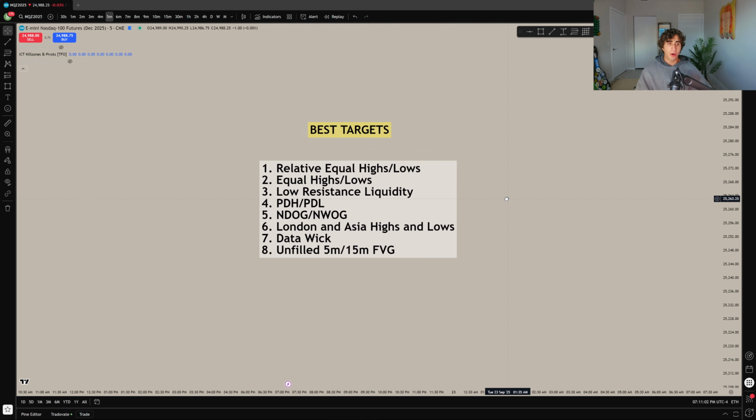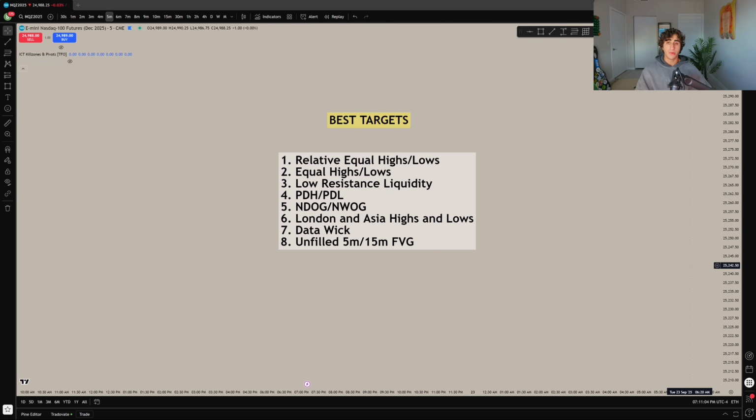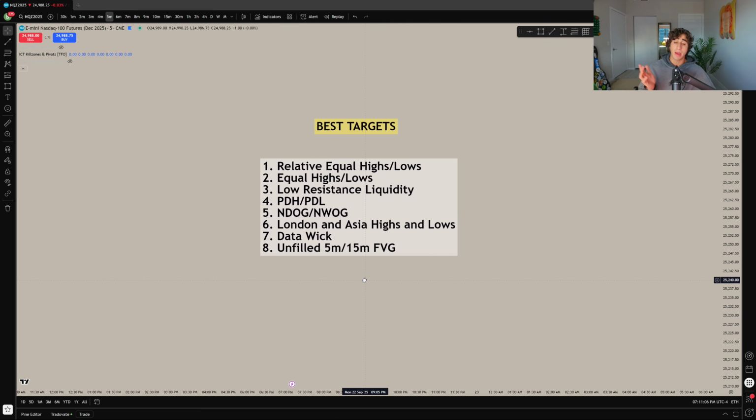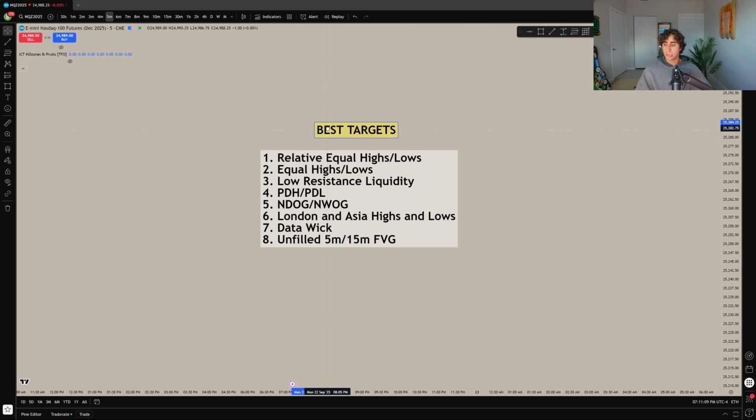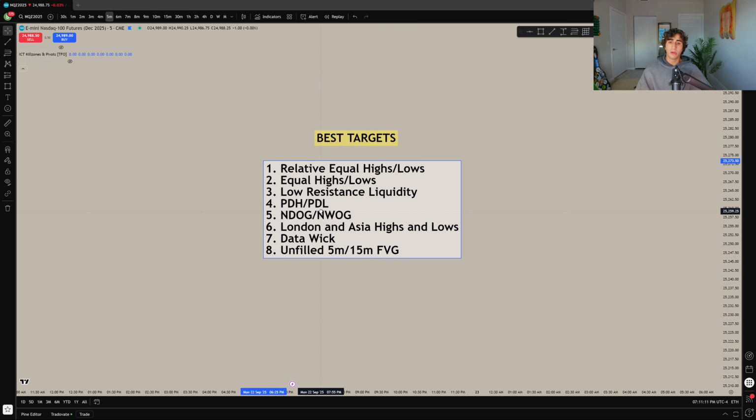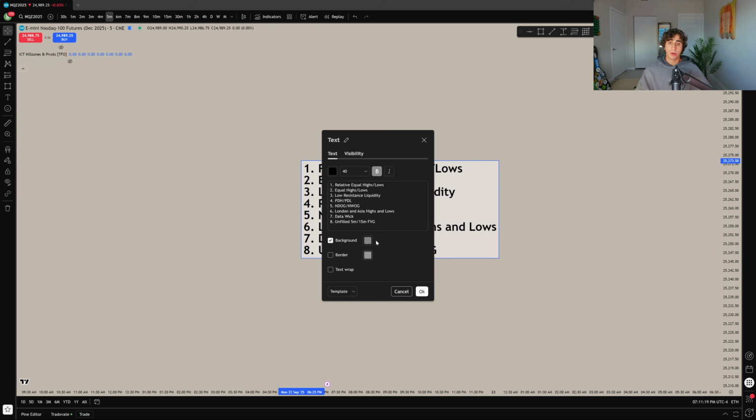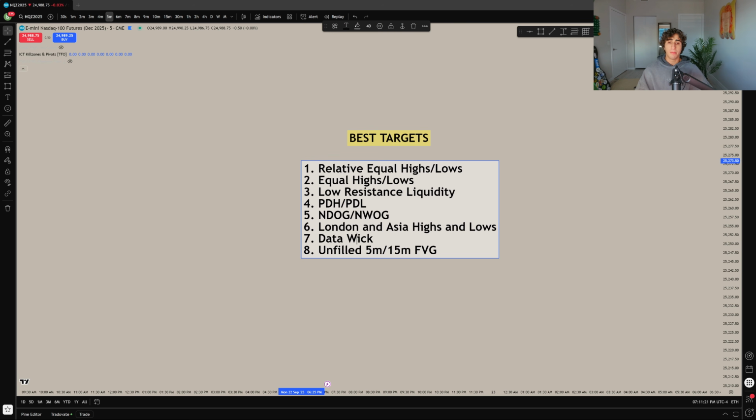Okay, so these are all of the best targets that I use in order to exit my trades when I'm actually taking my model. Okay, so I have 8 of the best targets that I use every single day. This is really in no specific order, except for the unfilled 5-minute and 15-minute gap, which is by far my favorite target with this model, and it's the one that honestly makes me the most amount of money. But let's get into it.